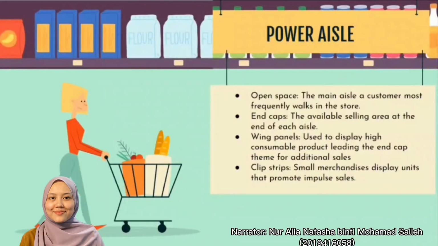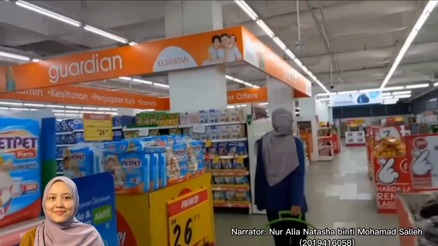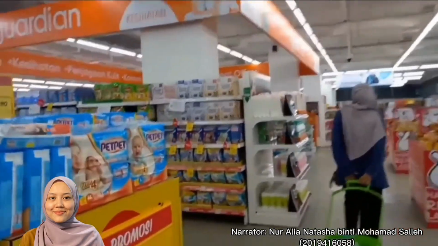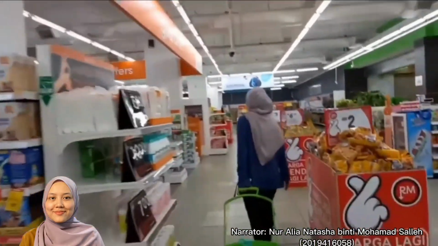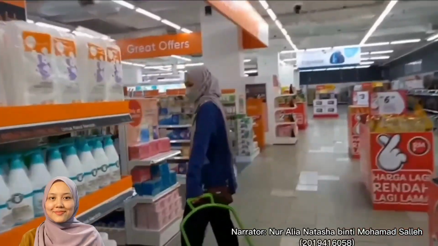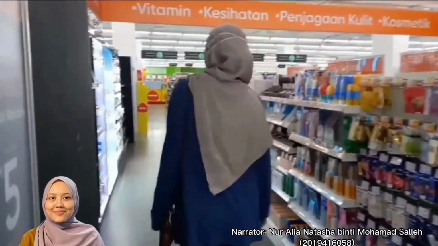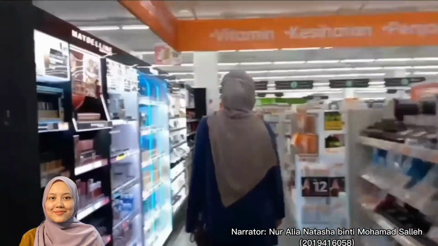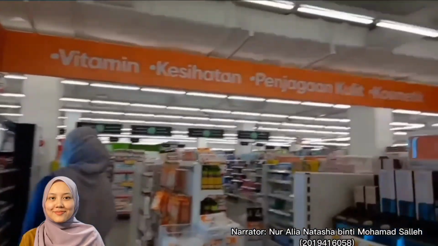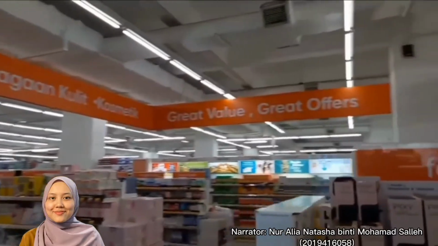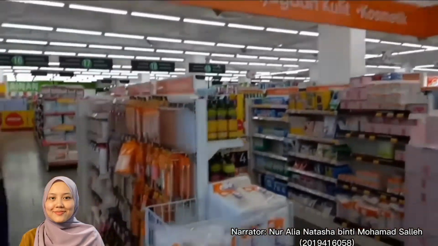Power aisle. Power aisle is divided into four, which is open space, end caps, wing panels, and clip strips. Open space is the main aisle a customer most frequently walks in the store. Open space is the area in the store that customers travel down most often and has merchandising opportunity. The objective of open space is to catch the eyes of the consumers with visual merchandise zone.